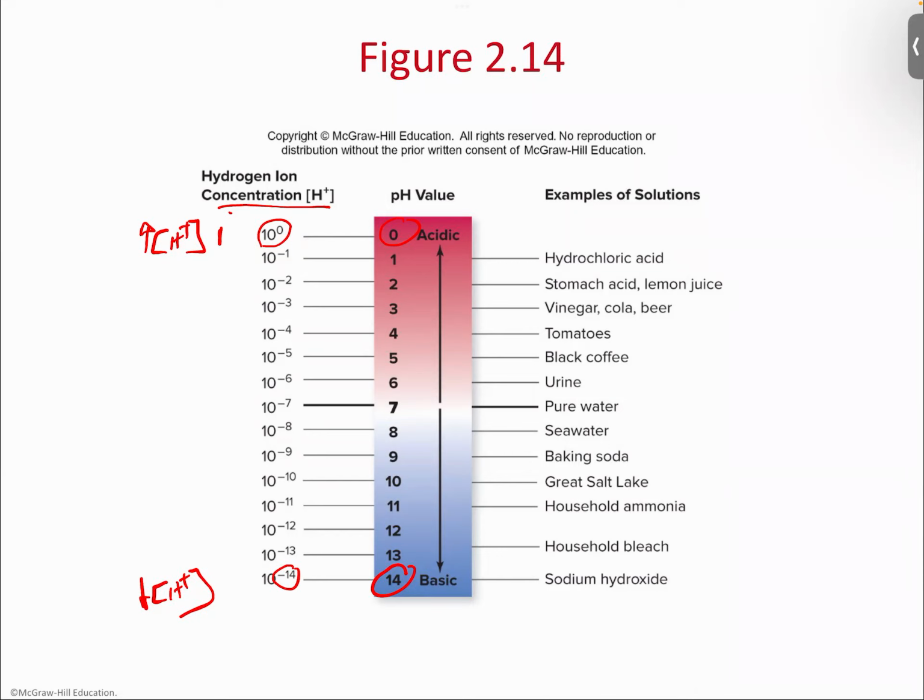So tomatoes are coming in around 4. This is not surprising, right? Because a lot of people complain about tomatoes because they create sores and things like that. They have a hard time with it because of the acidity of it. Because it's acidic, however, there's a lot of tomato-based dishes out there.